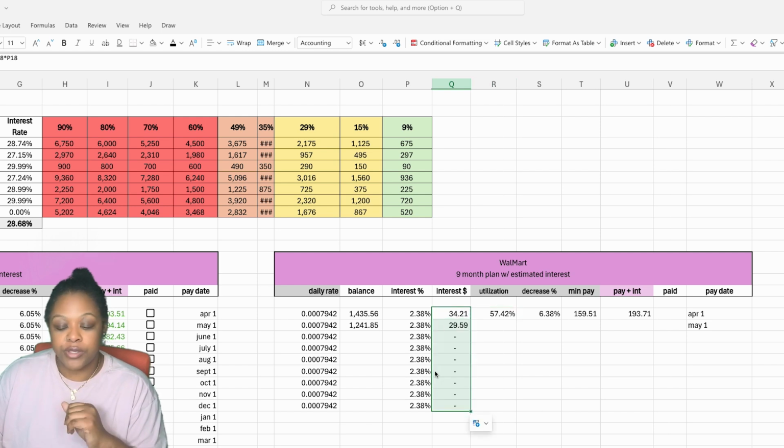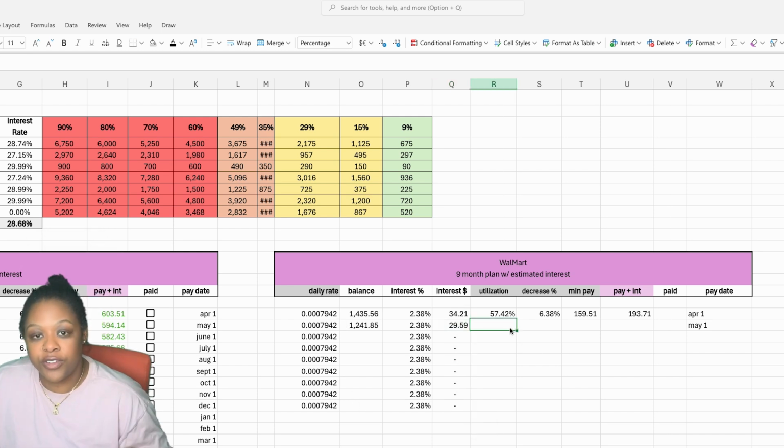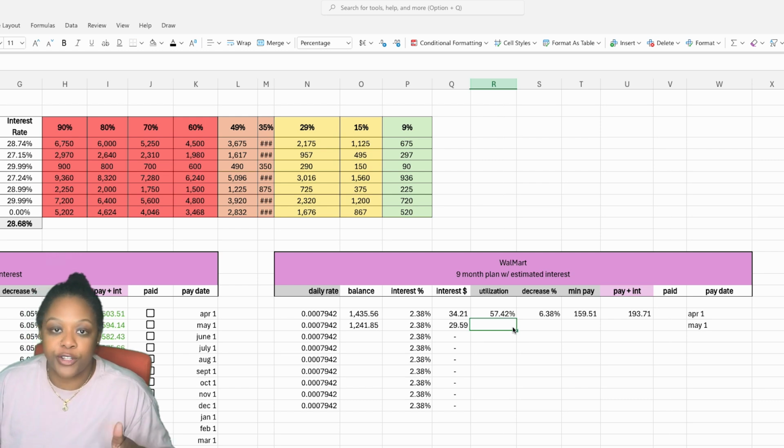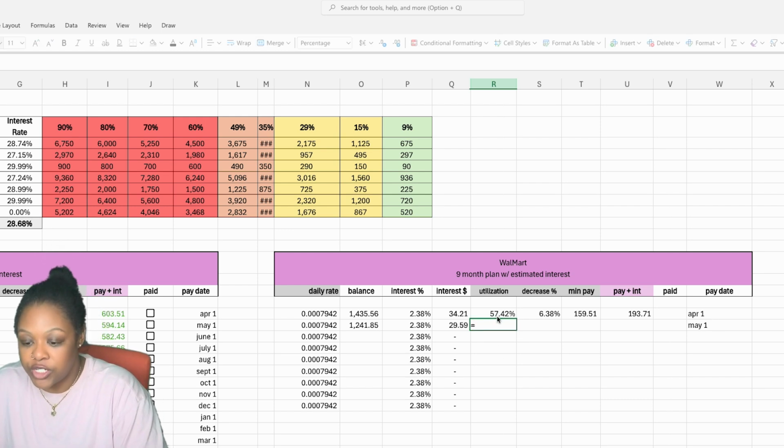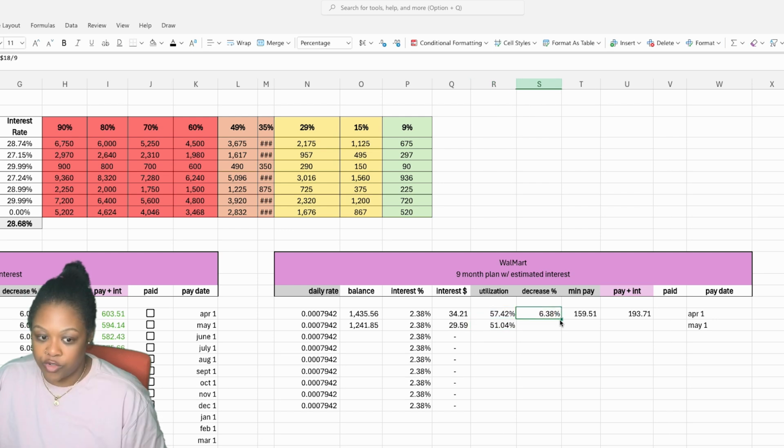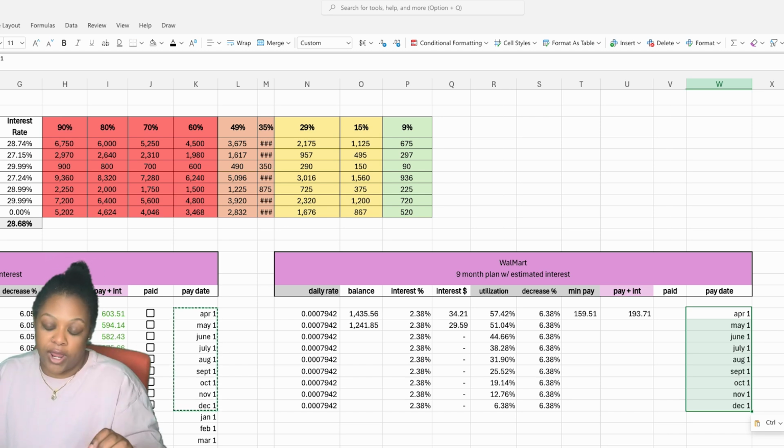Now it's going to give you some blank spaces here because we haven't filled in our balance yet over here, but we will. And then for the utilization, this is what we want it to be after we make our payment. This is what we want to be reported to the credit bureaus, right? So that's just our starting utilization minus what we decrease it by. We're going to drag this 6.38 all the way down. That's not going to change because we anchored it. And then we're going to drag this all the way down, so it'll put us right at the end of the year.